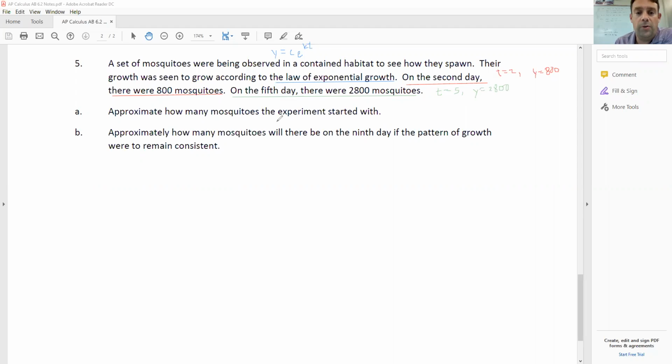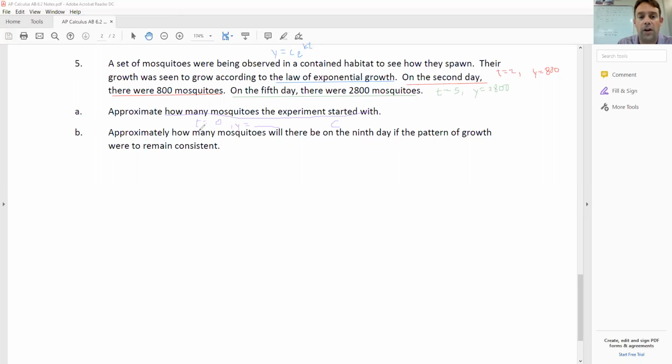So what they're asking me for is how many mosquitoes did we start with? So in other words, what is y when t equals 0? Or another way to think of it is I'm asked for what's the c value? What's the c value in this equation?